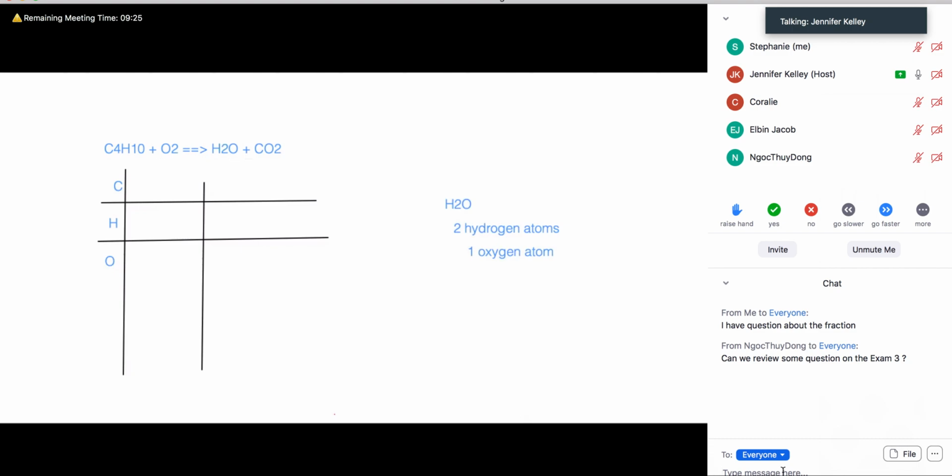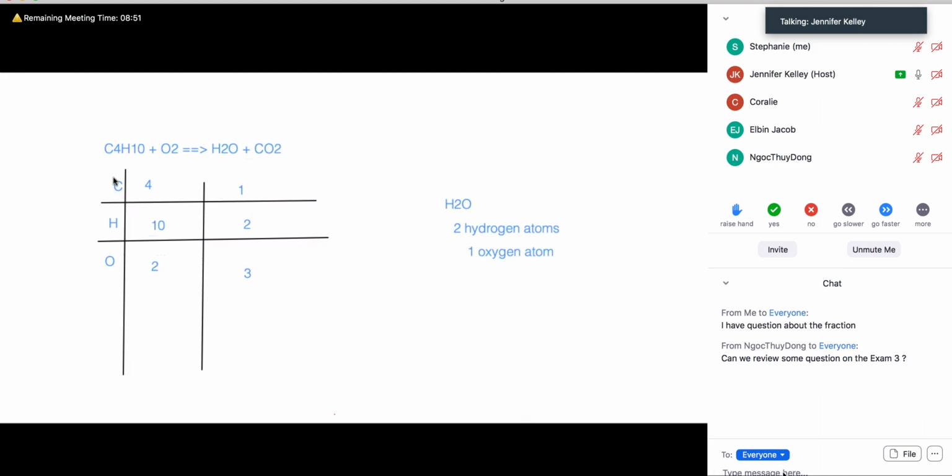Okay, so let's see. On the left, we have 4 carbon, 10 hydrogen, and 2 oxygen. And on the right, we have 1 carbon and 2 hydrogen and 3 oxygen.